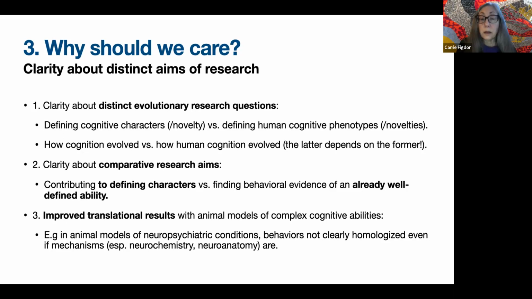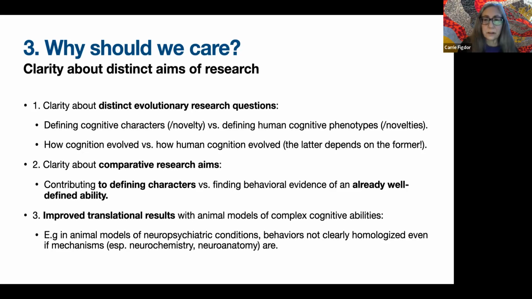That's one research aim. Another one, of course, is just finding behavioral evidence of an ability that you've already defined, and that's essentially where you start. You start with some definition, as I mentioned, of stress or stereopsis, and you just see, does this phenotype exhibit that ability in some way, right? And that's also fine. It's just a different thing that you're doing with your research. And then finally, I guess, improved translational results. I mean, it's sort of notorious that animal models in particular areas, the translation is not very solid. So in neuropsychiatry in particular, right, we have the neurotransmitters, the neurochemistry, the neuroanatomy, genetics, a lot of the mechanisms are in fact homologous.